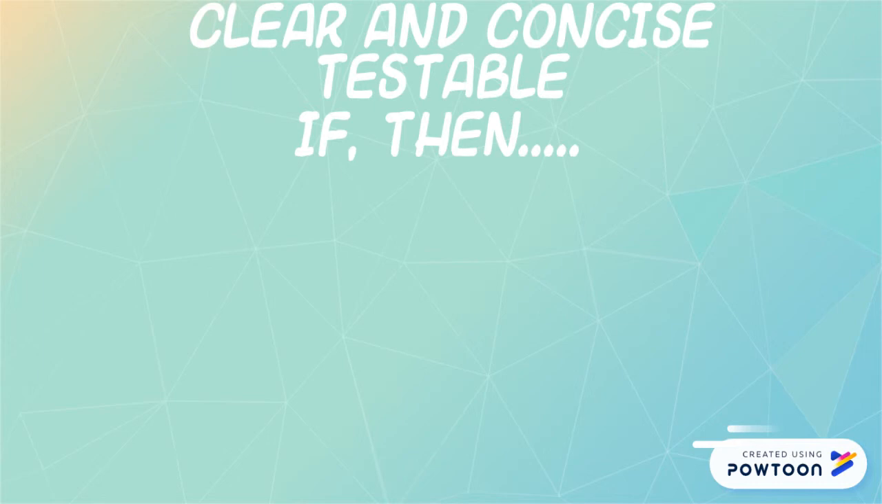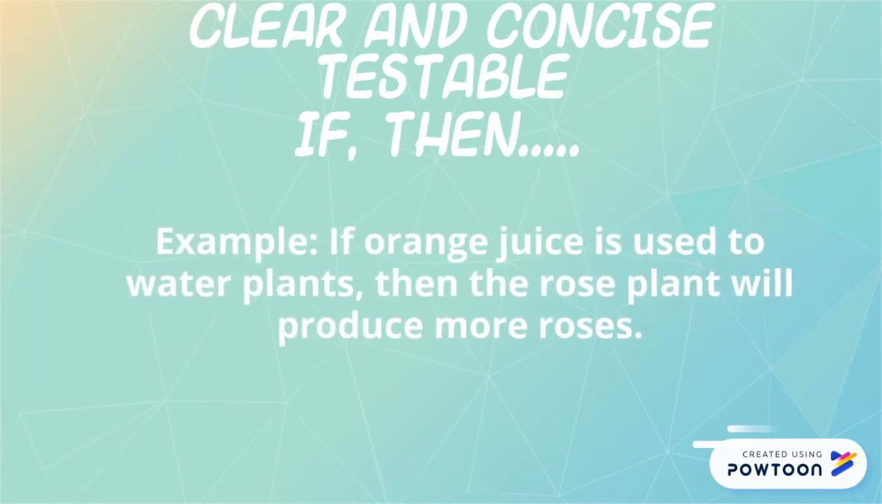For example, if orange juice is used to water plants, then the rose plant will produce more roses. This is clear and concise. We can test it by setting up an experiment, and it uses the if-then format.